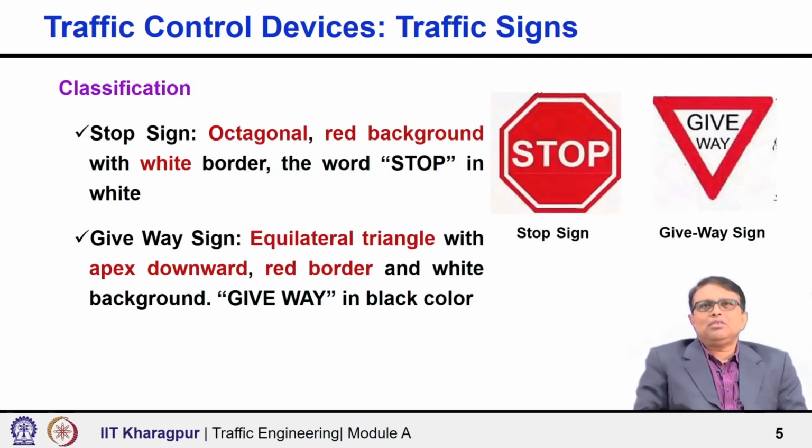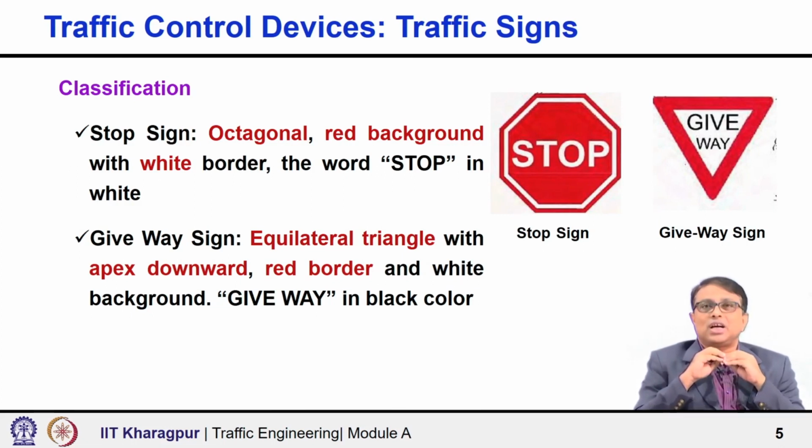I have shown it here how the stop sign looks like, how the give way sign looks like. Stop sign is octagonal, red background, white border, and the word stop is written in white. Remember about the traffic sign, the code is so developed, everything is standardized.